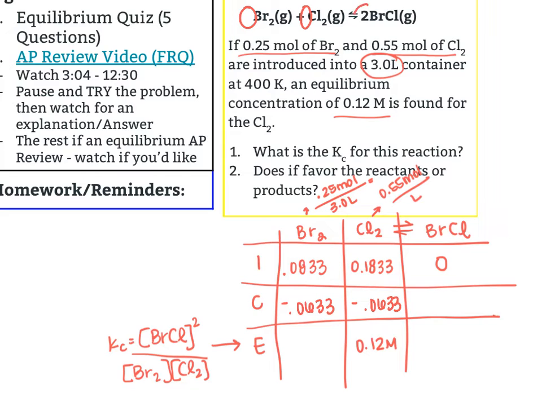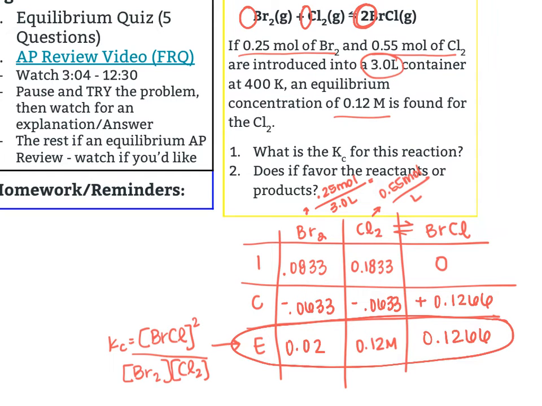Now, my product is going to be made, and I also see that it is a 2, so that means it's double the amount. So I'm going to take my 0.0633, multiply it by 2, and my BrCl is going to gain 0.1266 molar. So now I'm just going to go down the column and do my work. So I've got 0.0833 minus 0.0633 gives me 0.02. I've already got my Cl2, and then 0 plus 0.1266 is 0.1266. So now these values can be plugged into my equilibrium expression to find the Kc value.